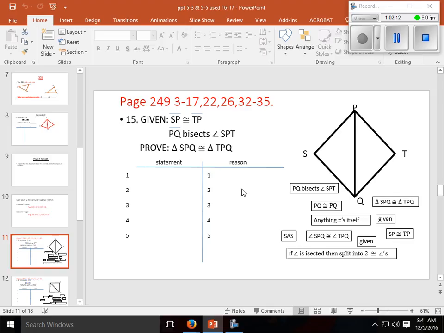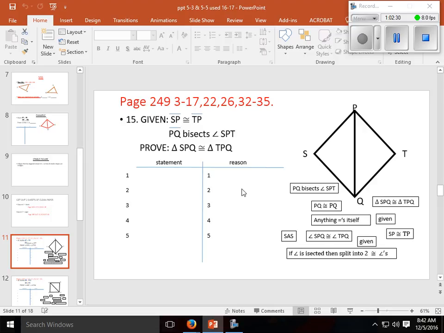TPQ. Gotta make sure you go in the right order, right? T, P, then Q. That angle right there. So that's a pair of angles. Is that enough to say the two triangles are congruent? No, we got a pair of sides, pair of angles. We now need a pair of sides. Which sides does it have to be?